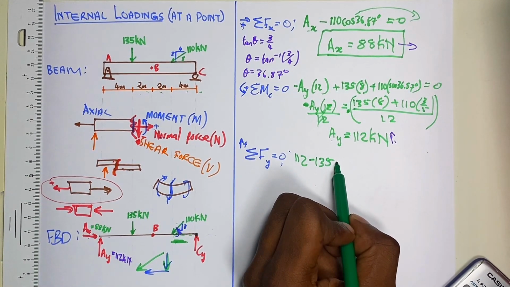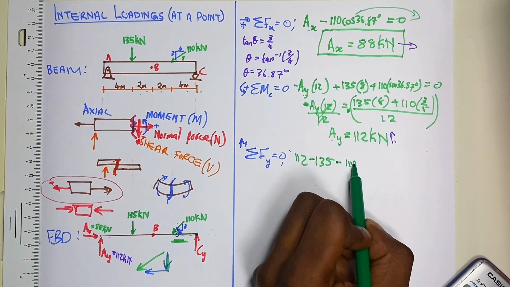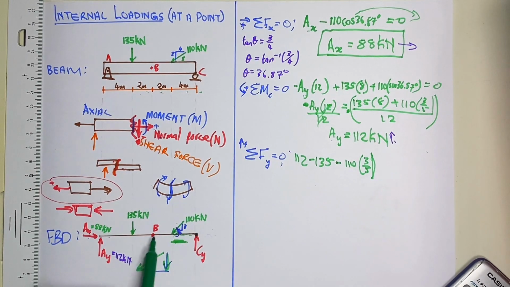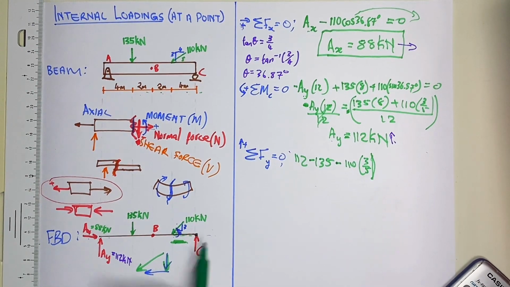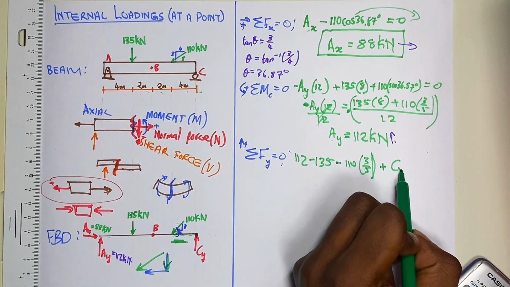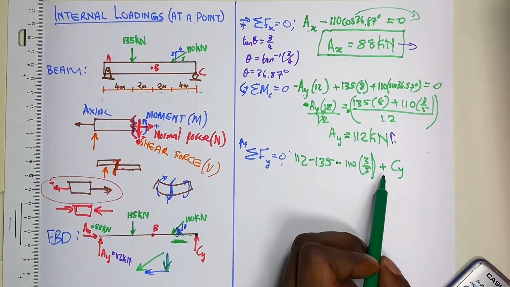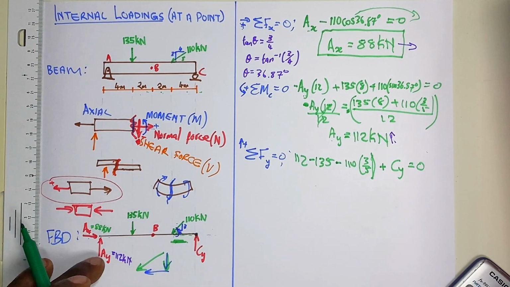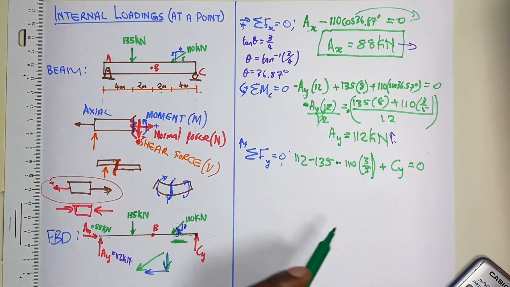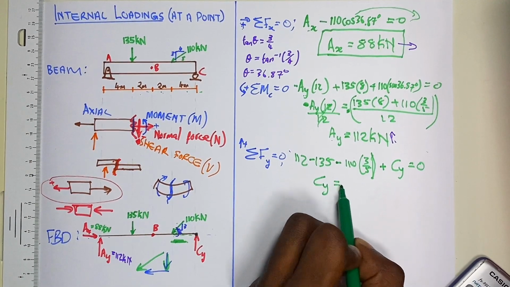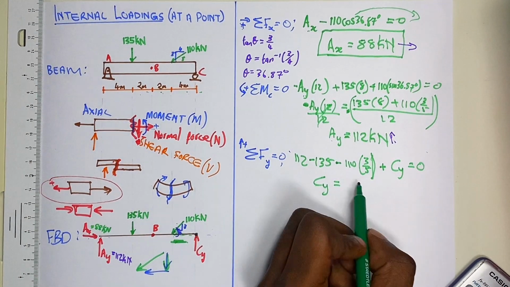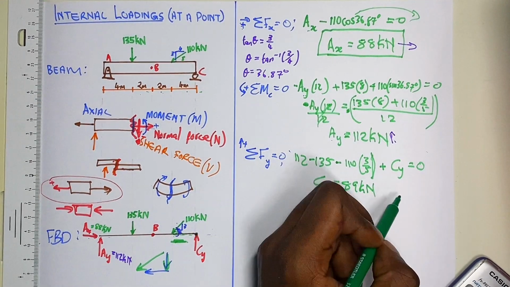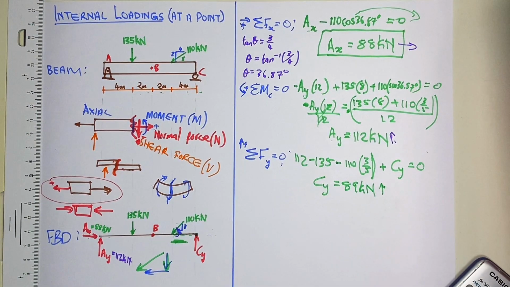So that was acting downwards, so it will be negative 110 into 3/5. Now what else do I have? Our CY is acting upwards in this assumption we made, so we're going to put it as positive, and that is all equal to 0. Those are all our forces that are acting in the Y direction. Therefore our CY, when you add all this up, is equal to 89 kilonewtons. It is positive, therefore our CY acts upward.